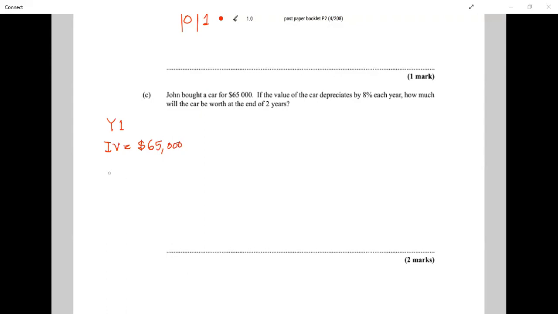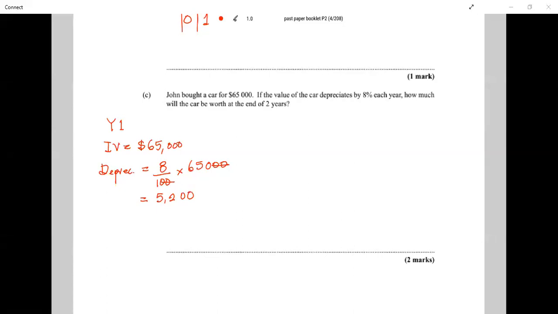So the thing depreciates, so depreciation is equal to 8%, so that's 8 over 100 times 65,000. So it loses 650 multiplied by 8. So the value of the vehicle decreased by $5,200.